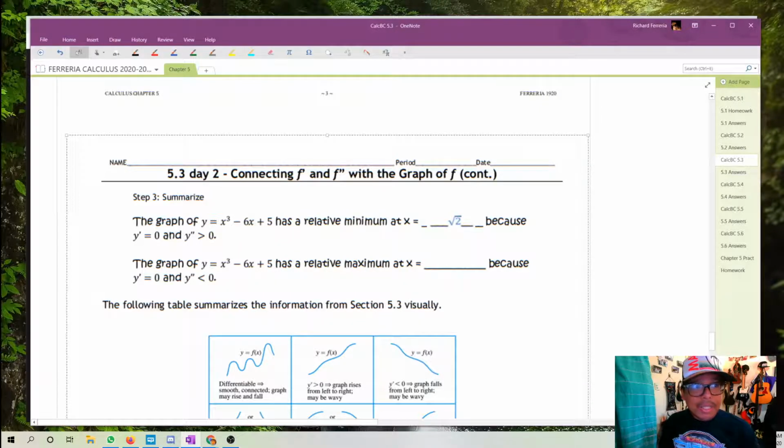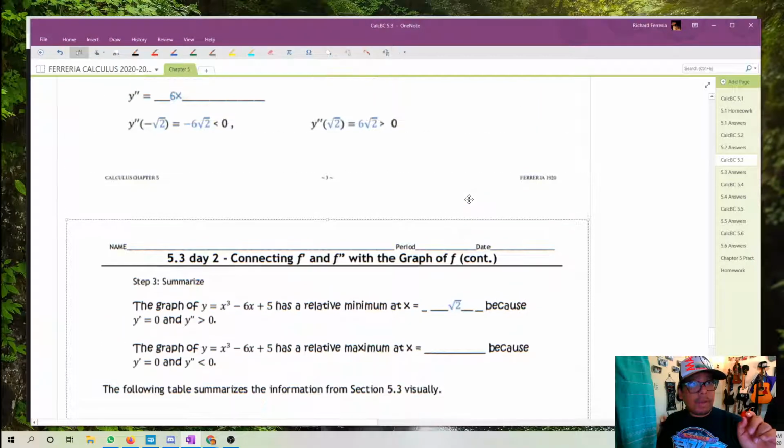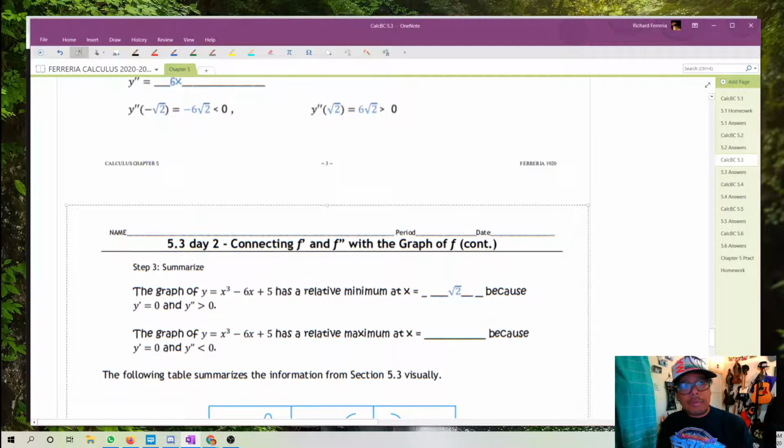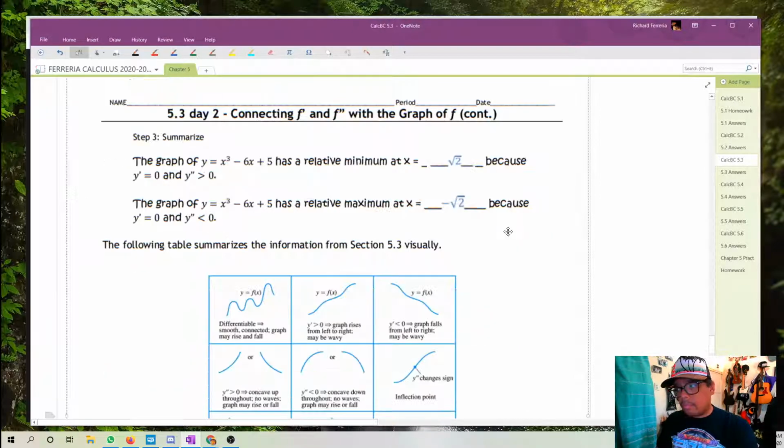Similar in analysis, the graph of x cubed minus 6x plus 5 has a relative maximum. That's if we're concave down. So where are we concave down? We're concave down at negative square root of 2. So we have a relative maximum at x equals negative square root of 2, because y prime is 0 and y double prime is less than 0. Okay, so that's our summary.